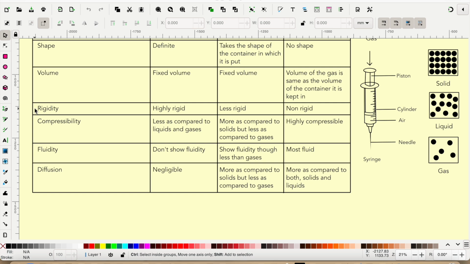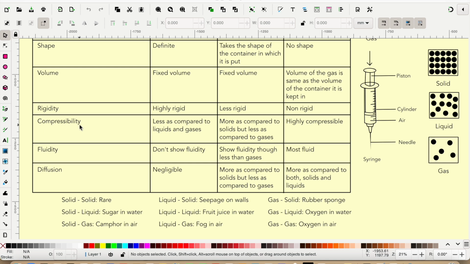The next property is rigidity. Let us understand its meaning first. In physics, a rigid body means a solid object which cannot be deformed no matter how much force is applied on it. It may break, but it will not change its shape. Solids are most rigid and gases are non-rigid.